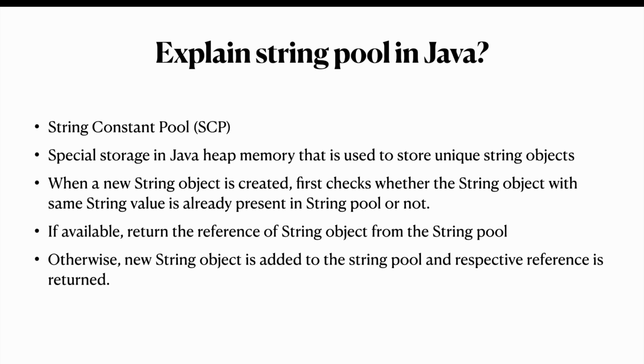If it is already present in the pool, it will just return the reference of the string object from the string pool. But if we don't have any string object with the same value, then a new object will be created and that reference will be returned.